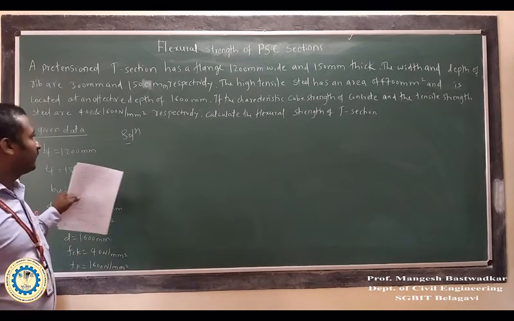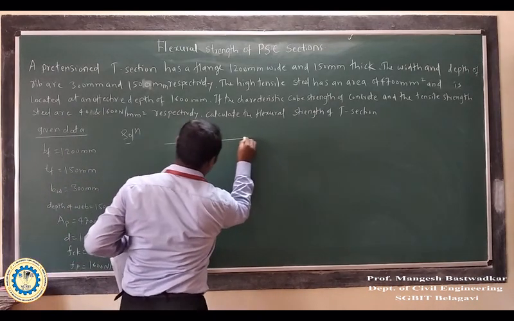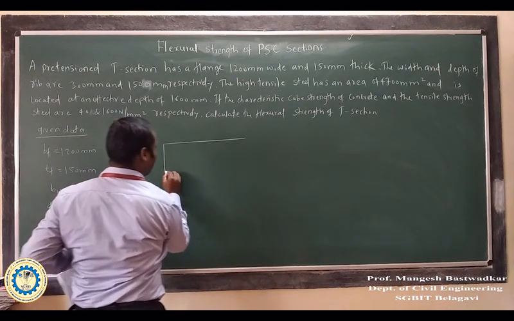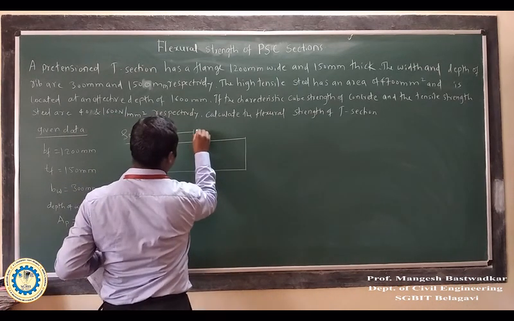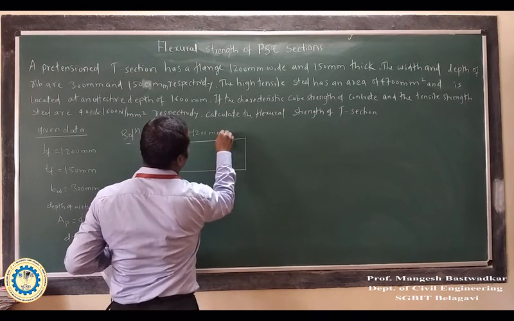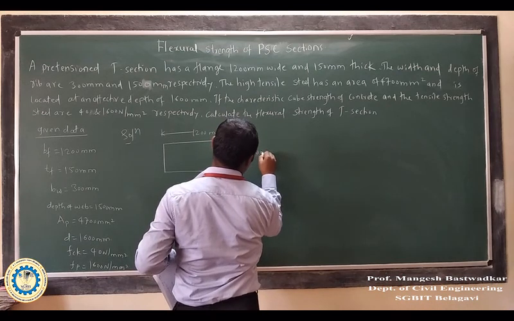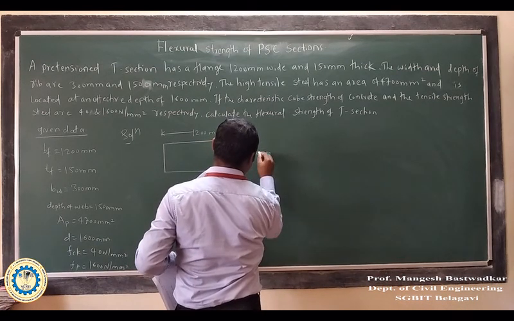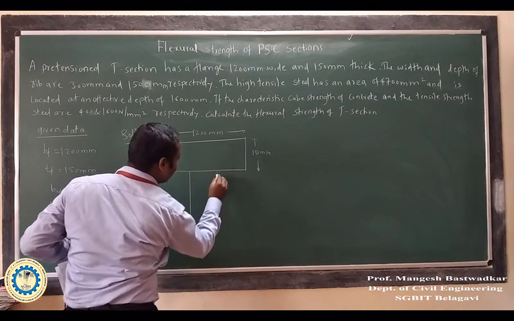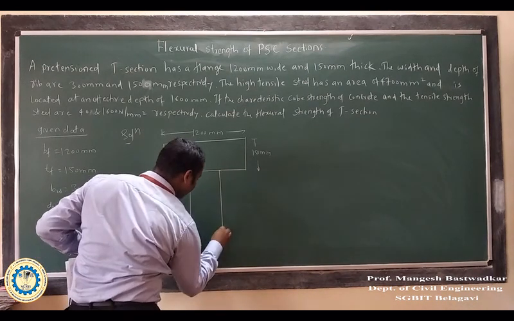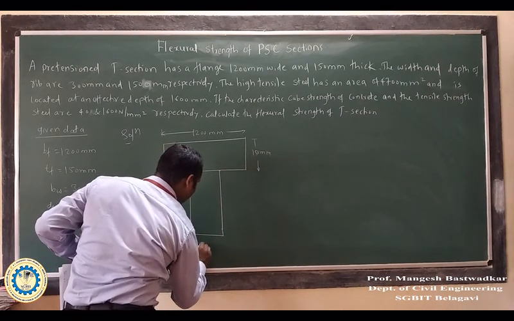For your understanding purpose, I will draw the sketch. This is a T section. The flange width is given. This is 1200 mm. Then thickness of flange is given. It is 150. Then width of the web and depth of the web is given. So width of the web is 300.